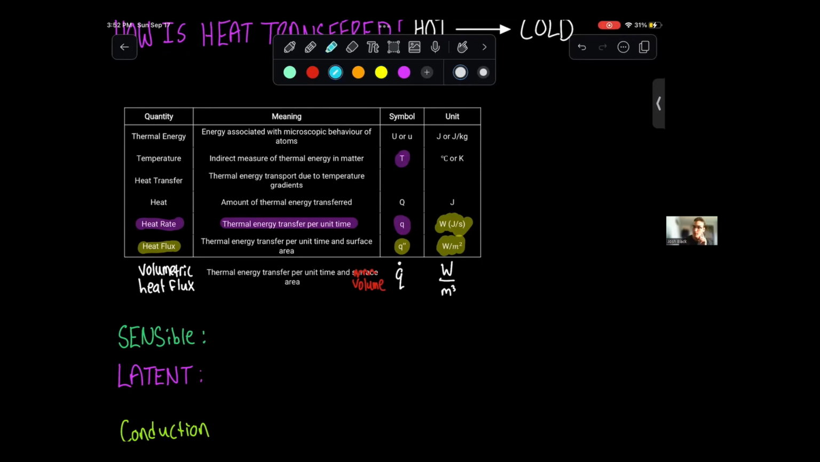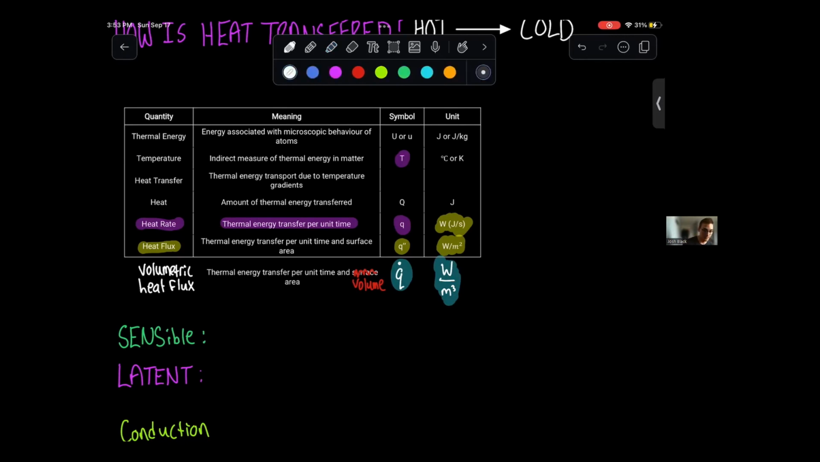The final variable that we're going to be dealing with a lot is volumetric heat flux. Basically the same thing as regular flux, except instead of doing the heat through a two-dimensional surface, we're doing heat through an entire three-dimensional volume, like a box. And that is denoted by q dot. And it's in watts per meter cubed.